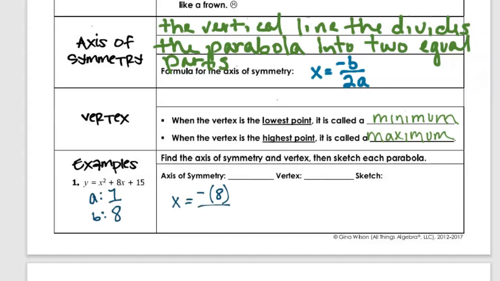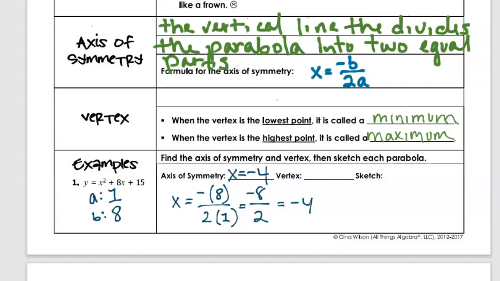So we're going to use the formula negative b over 2a. If we take the opposite of 8, that's negative 8, and we take 2 times 1, which is 2, that gives us an axis of symmetry equal to x equals -4. And we say x equals because it's a vertical line. Now this happens to be the x-coordinate of the vertex.